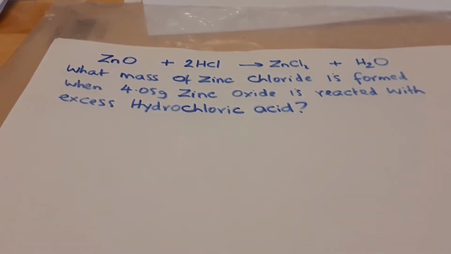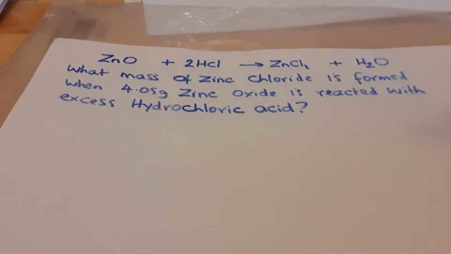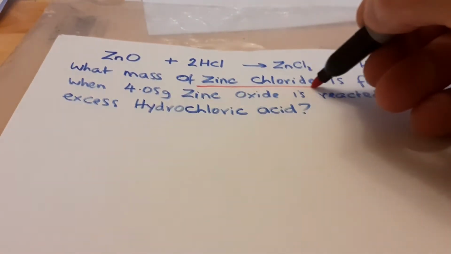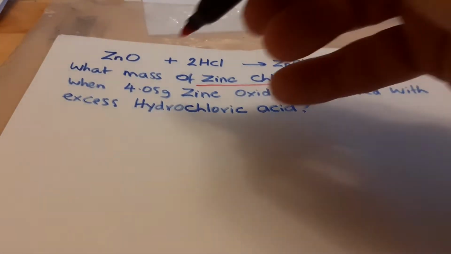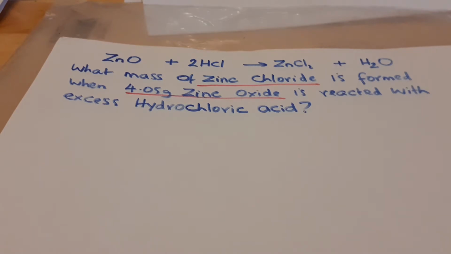So, as per normal, right. In the question we've got here, zinc oxide reacts with hydrochloric acid to give you zinc chloride and water. The question is asking what mass of zinc chloride is formed when 4.05 grams of zinc oxide is reacted with excess hydrochloric acid. So, hydrochloric acid, nothing to do here. Obviously then, the zinc oxide is a limiting reactant because it's the one which will be used up.